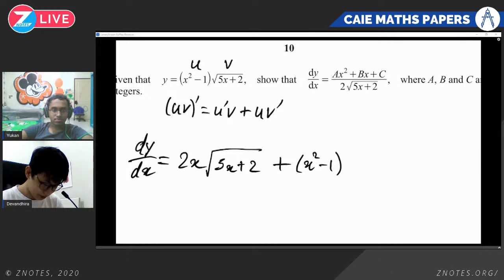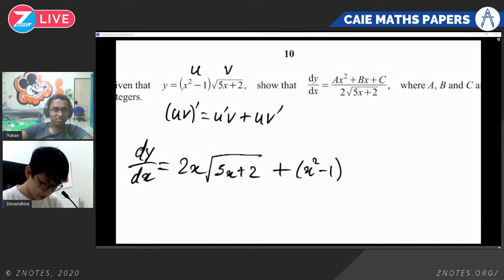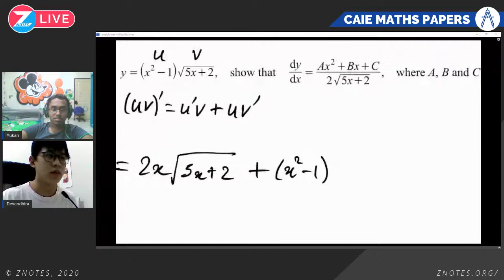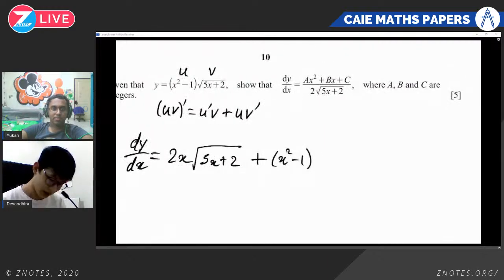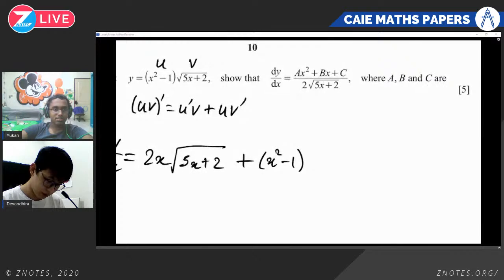Yugen? Oh, sorry, I got disconnected for a while. Can you repeat? If you differentiate the root of 5x plus 2, you would need the chain rule because it's just 5x plus 2 raised to the half power.